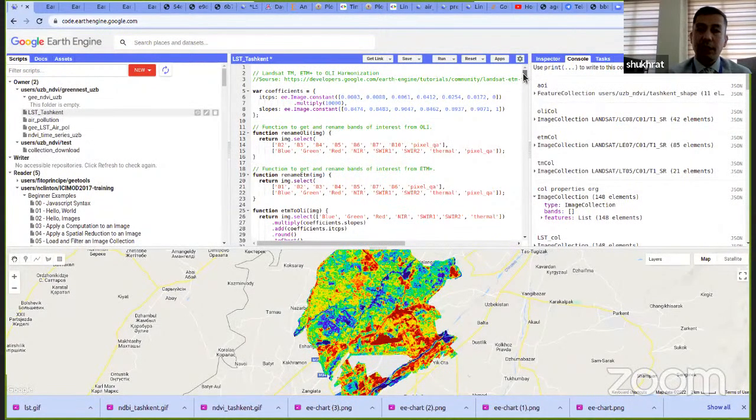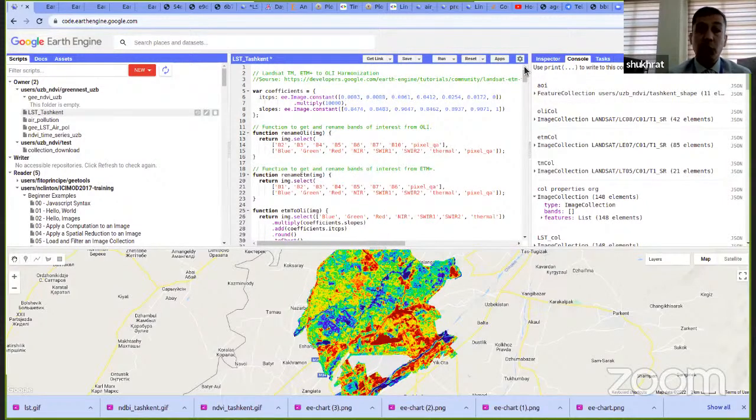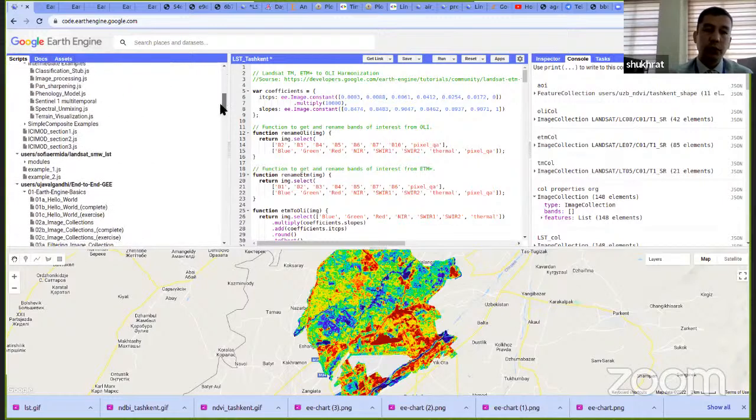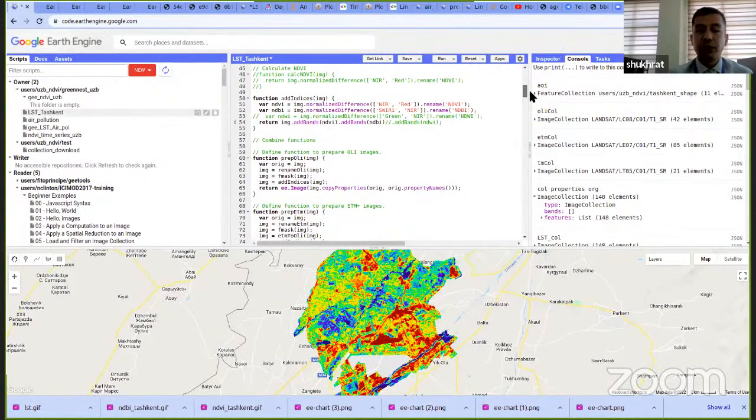So I use this code. If you know a little bit of Python or R or JavaScript, it is developed in JavaScript, but if you know a little bit of Python or R, you can easily understand JavaScript and adapt the code for yourself. There are lots of tutorials in Google Earth Engine you can use. Then I created some functions for harmonizing different types of Landsat datasets. I used Landsat 5, 7, and 8 to analyze how vegetation and built-up areas, as well as land surface temperature, have changed over time using the Landsat dataset and Google Earth Engine.